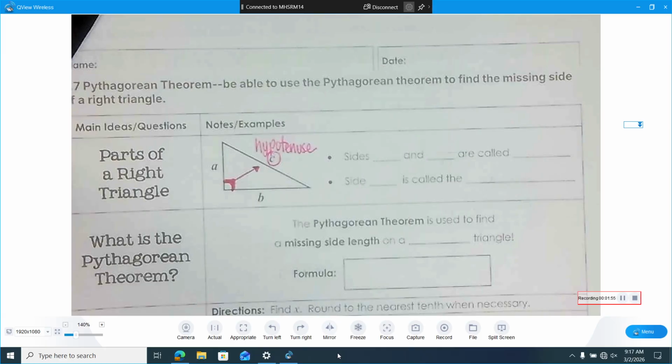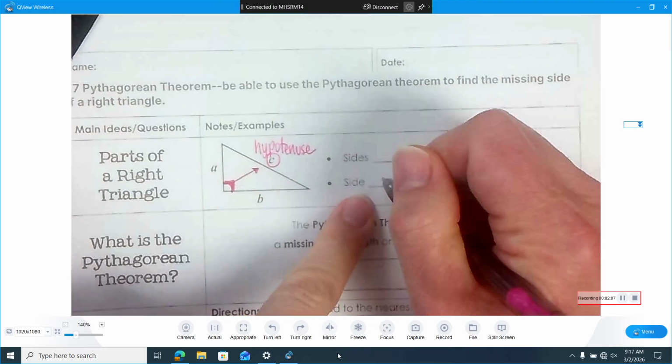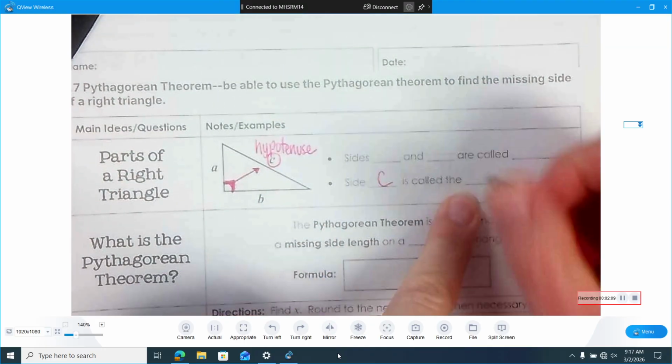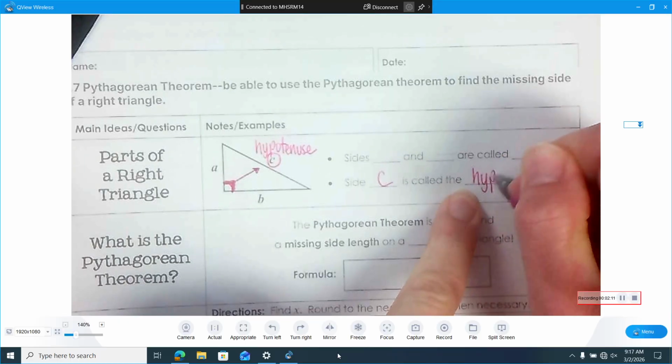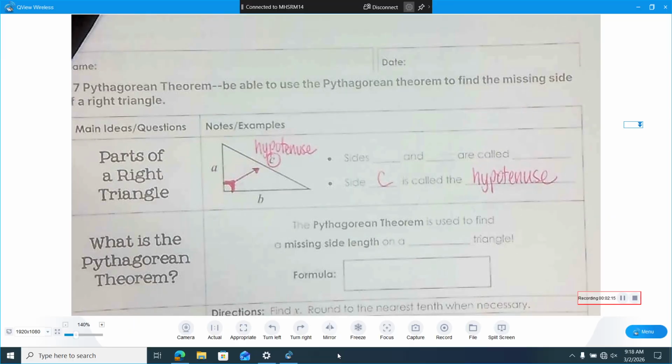It only exists in a right triangle. And the hypotenuse is the side that is opposite the right angle. So side C is called the hypotenuse. And that is the most important side. Okay?